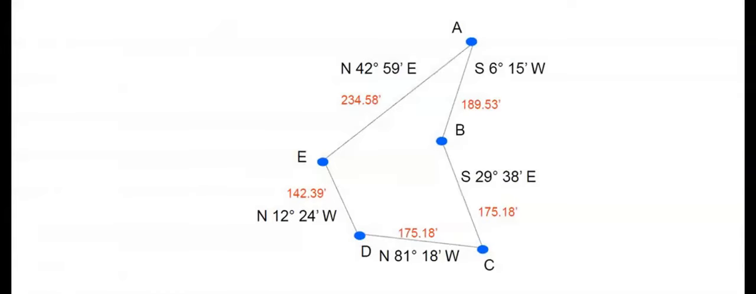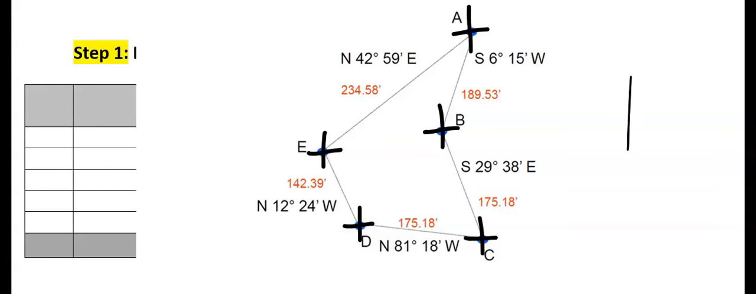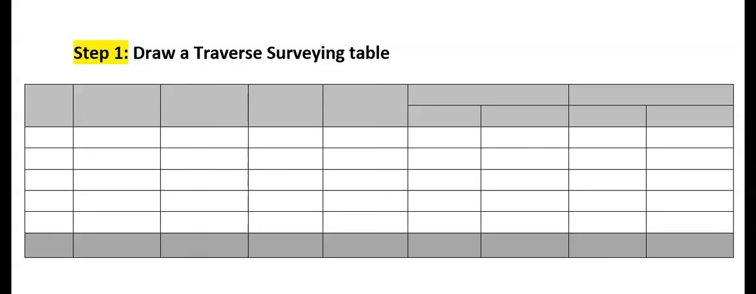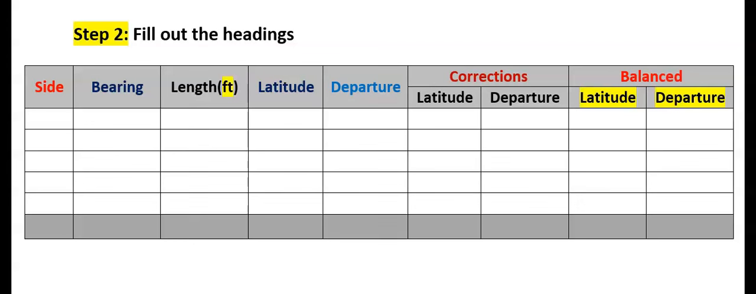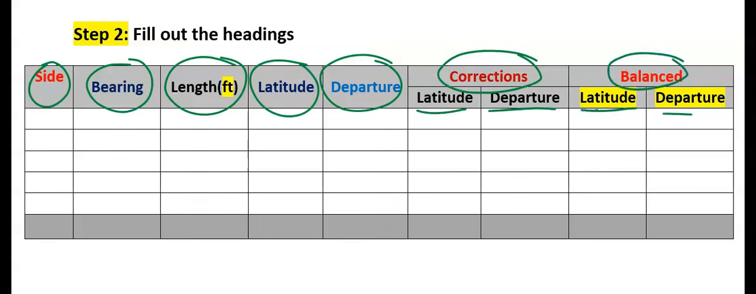To solve this problem, the first step is, at each station, draw a horizontal and vertical line like a cross. Next, step number 1, draw a traverse surveying table like this. Step number 2, fill out the table headings, starting with the sides, then the bearing, the length, the latitude, the departure, the corrections of the latitude and the departure, and the balance for the latitude and departure.